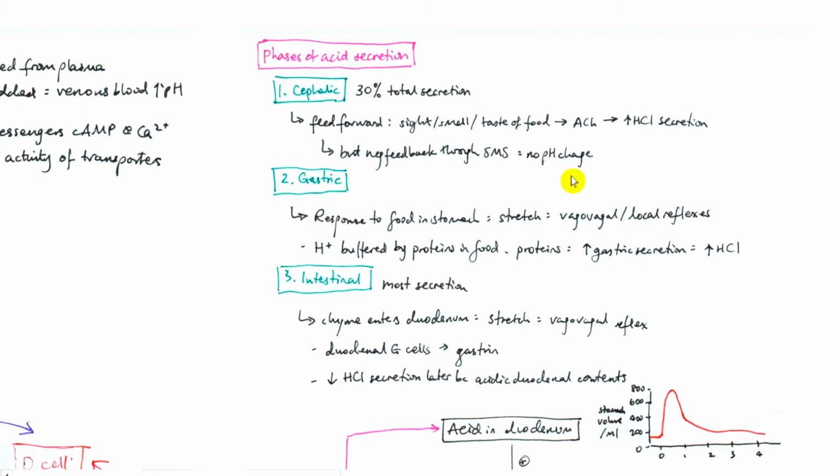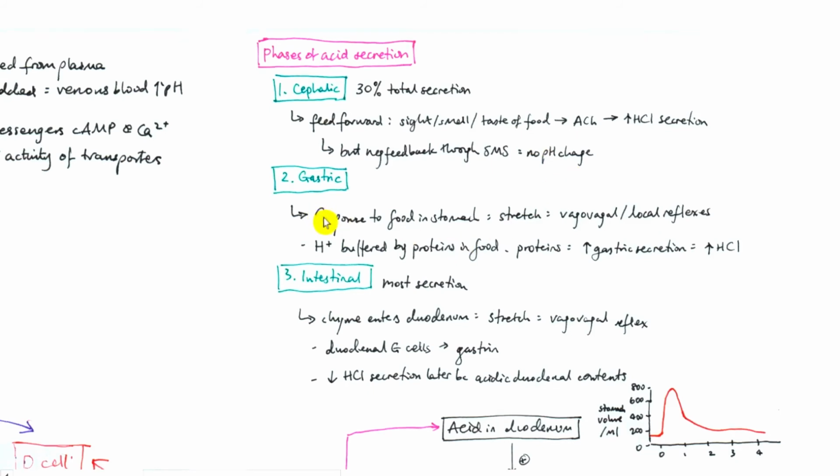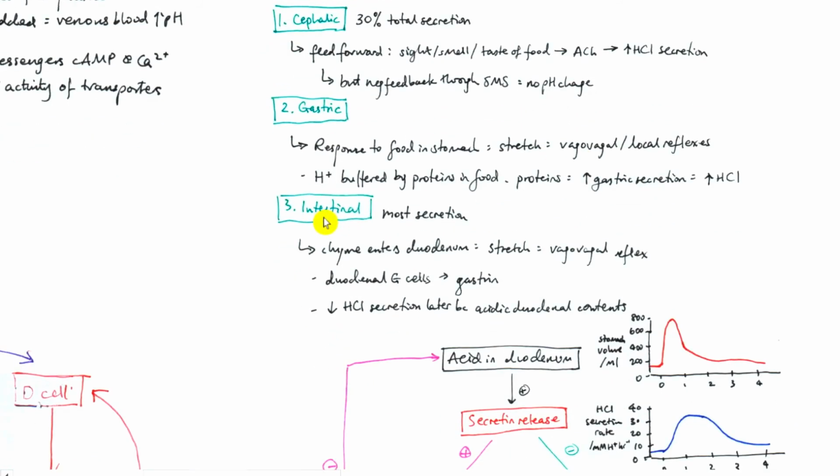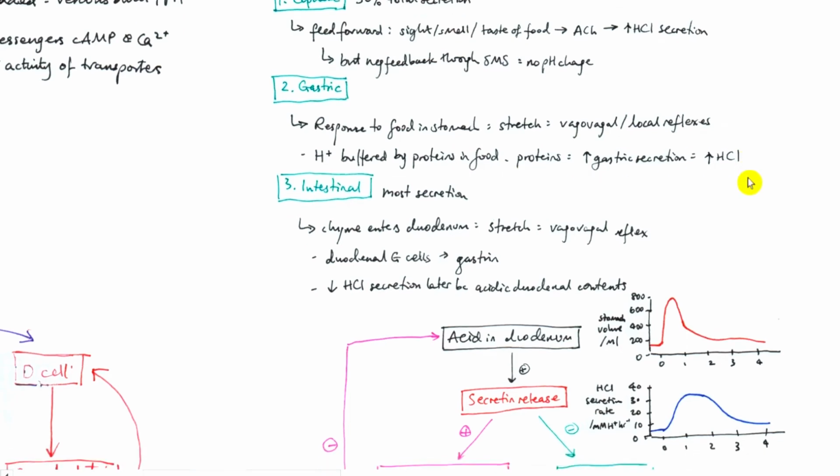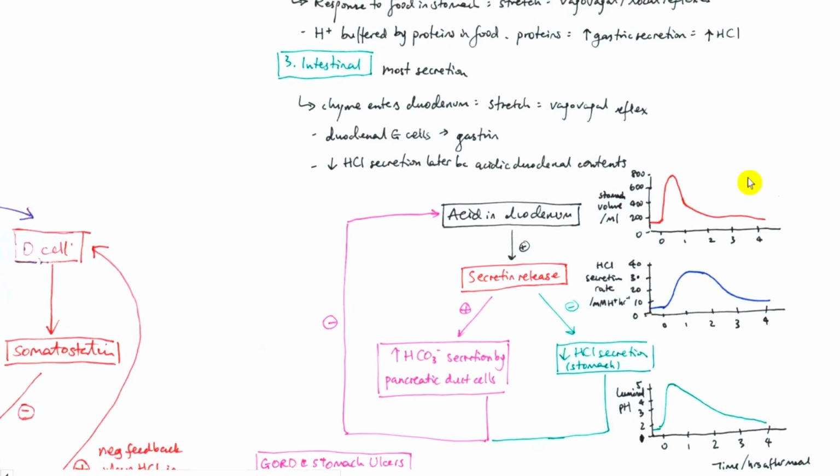The second phase is the gastric phase. So this is the response to food in the stomach, and stretch causes vagovagal and local reflexes and causes increased acid secretion. The H+ is buffered by proteins in the food, and proteins increase gastric secretion and increase the hydrochloric acid concentration. The last phase is the intestinal phase, which is where most of the secretion happens.